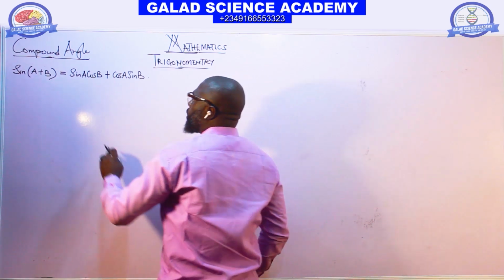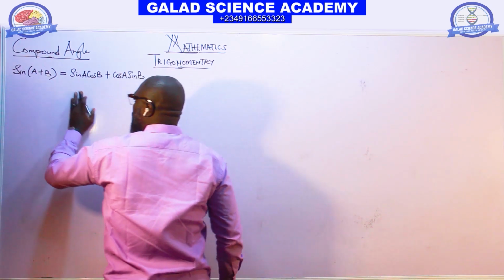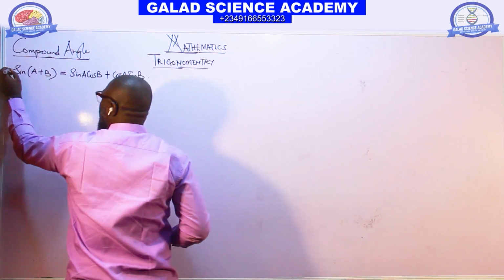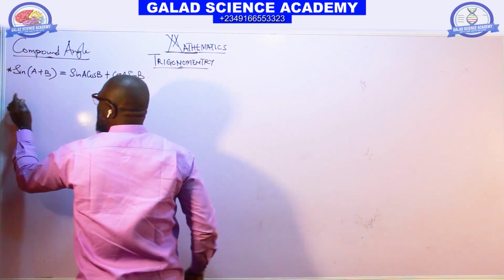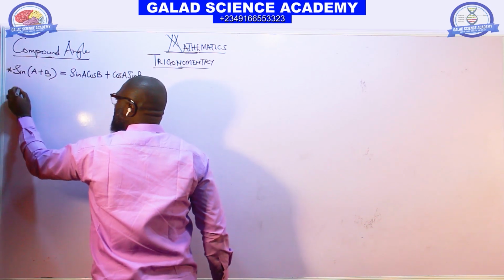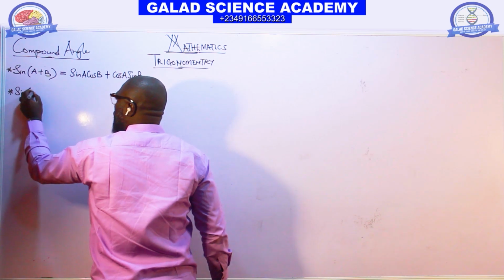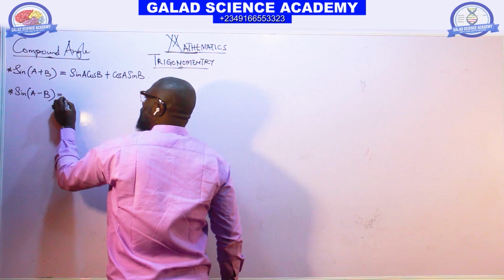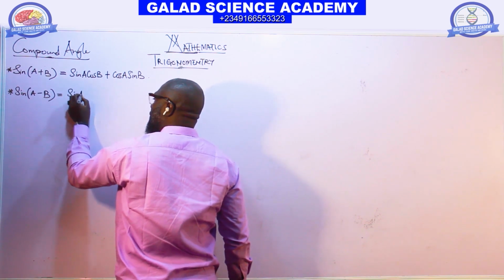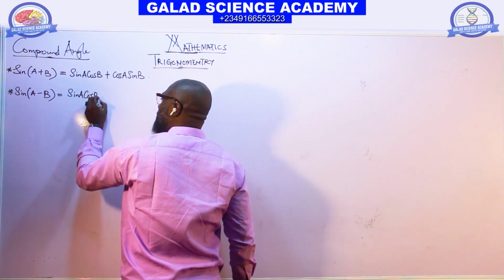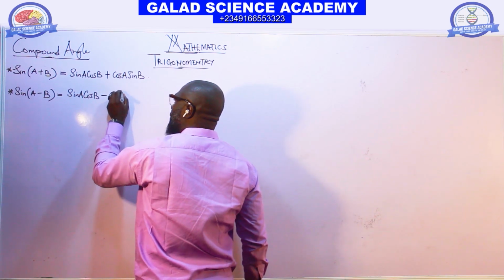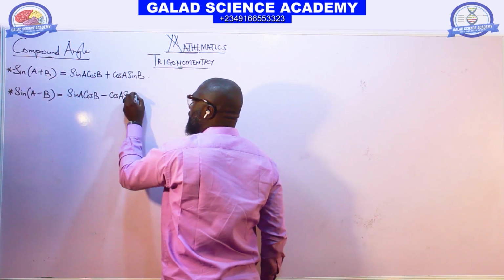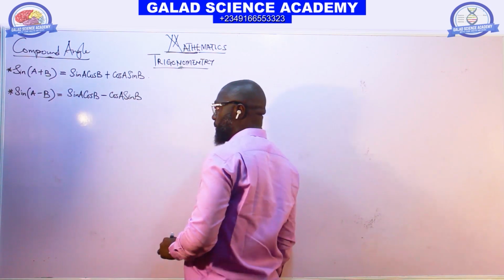So this is the compound angle for sine A plus B. Then if we have sine of A minus B in compound, it will be sine A cos B minus cos A sine B.